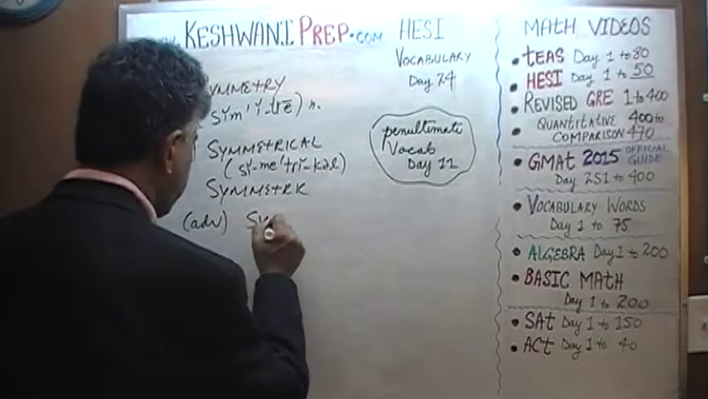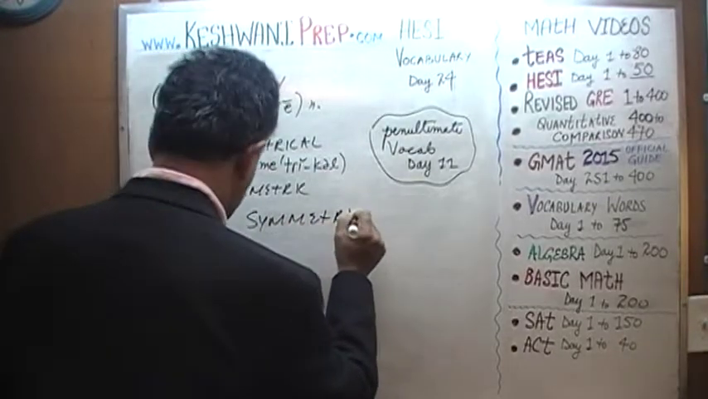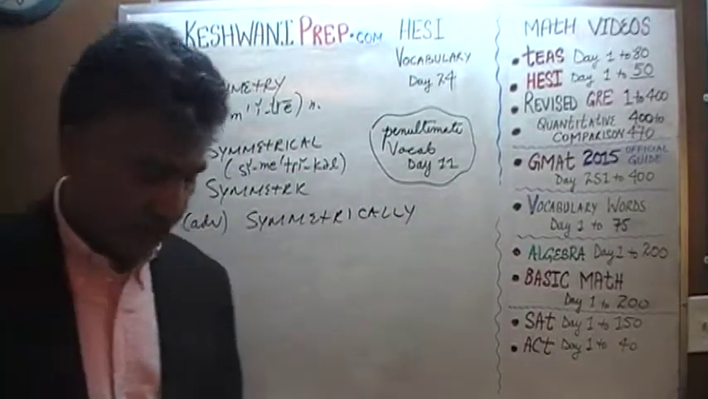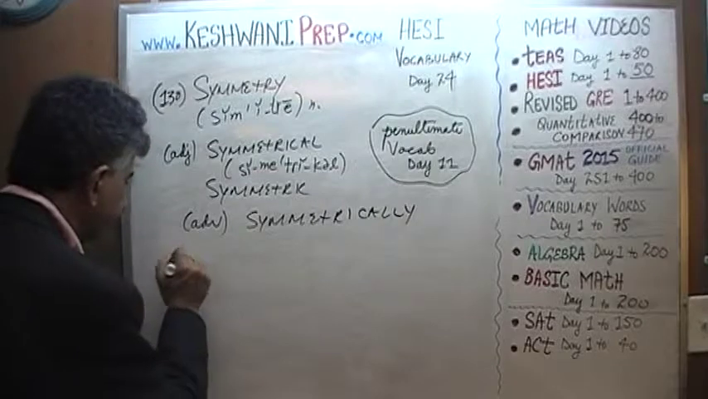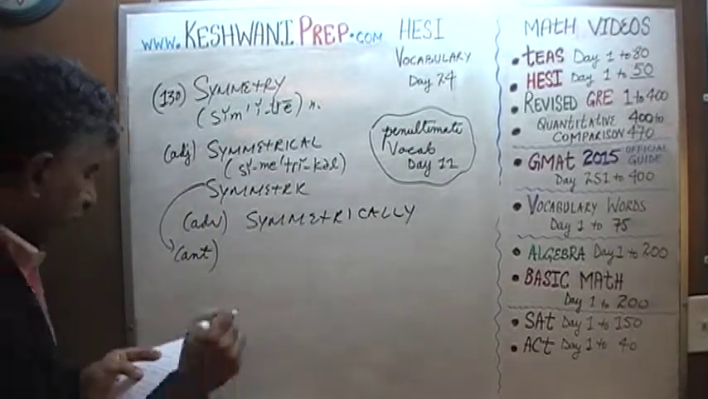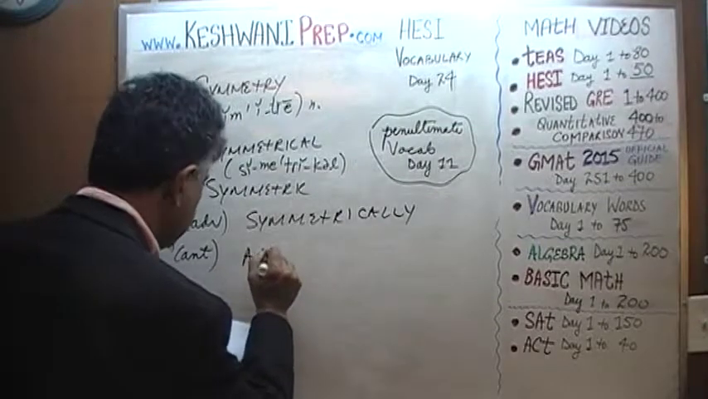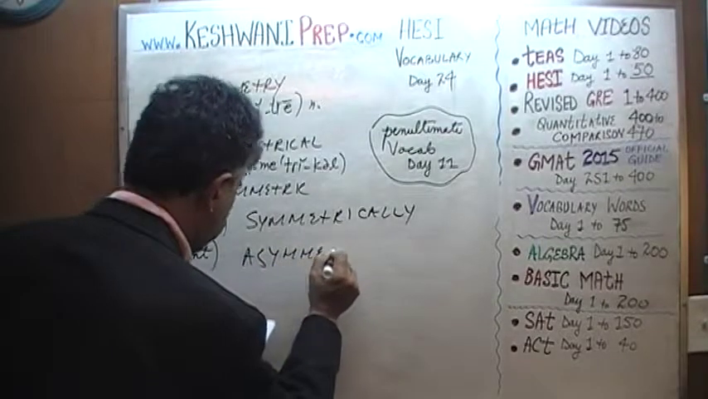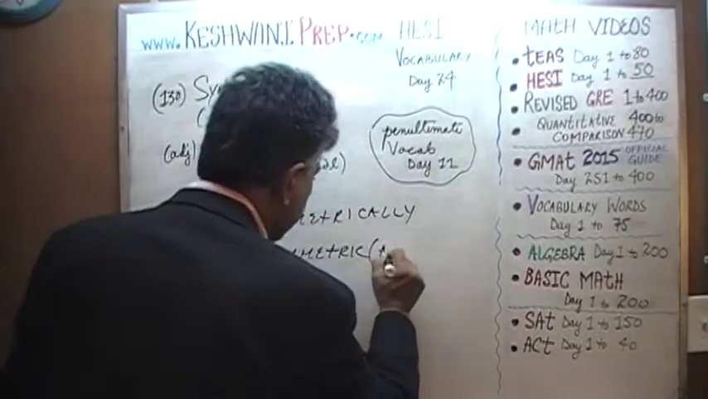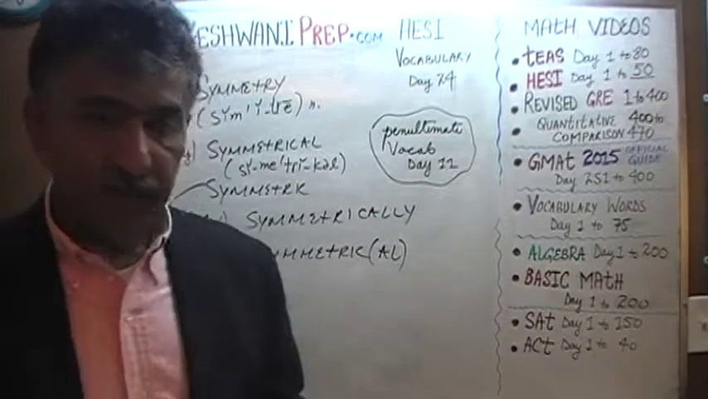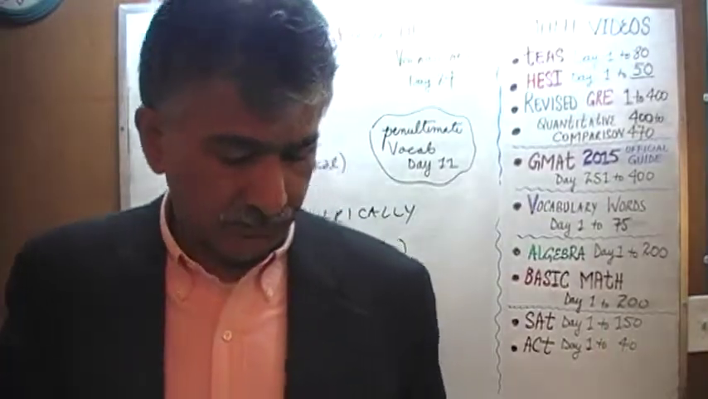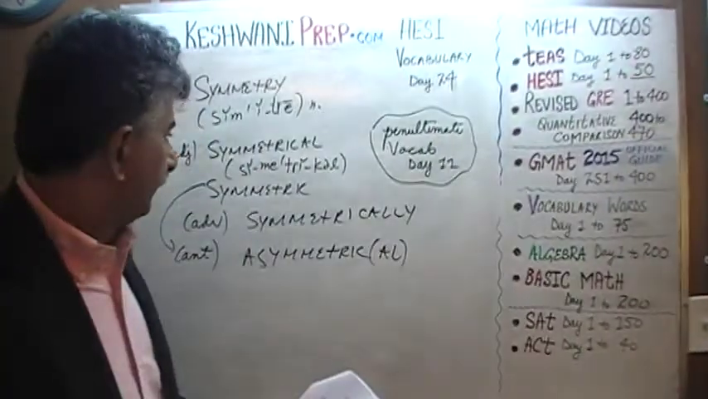The adverb would be symmetrically. What's the antonym of symmetric? The antonym of symmetric is asymmetric or asymmetrical. Asymmetrical means they are not symmetrical. Symmetric, symmetrical, symmetrically. Let's move on then.